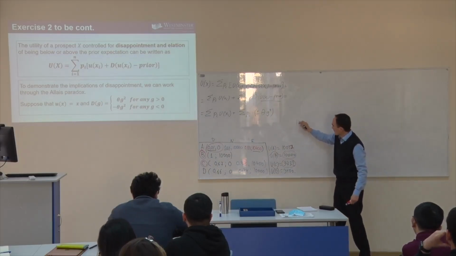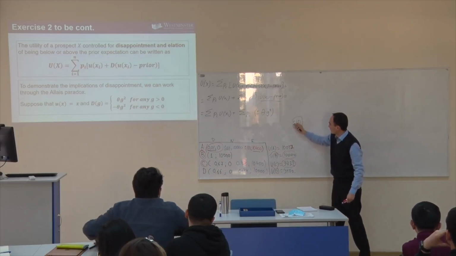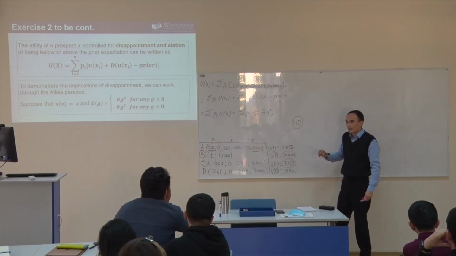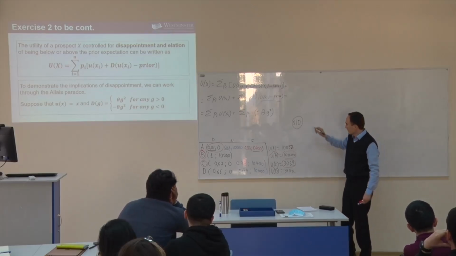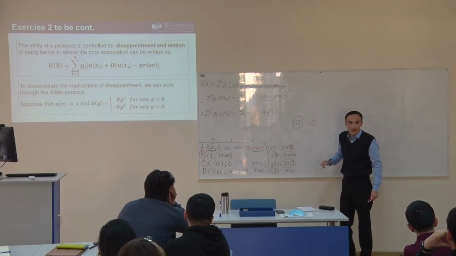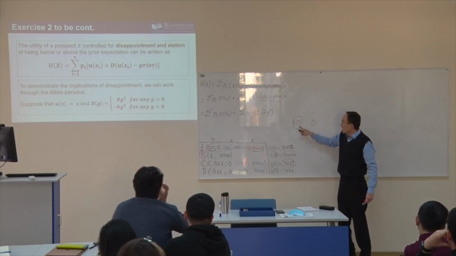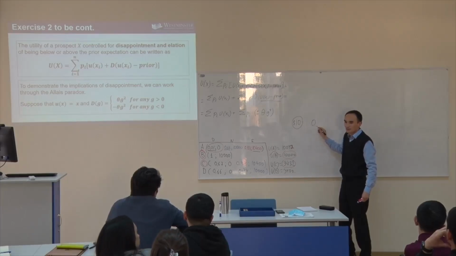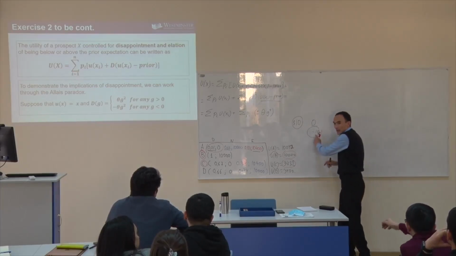Look, let's suppose I am expecting $10, and I ended up with getting 0. Is it higher than my expectation or less than my expectation? Minus 10, right? It is less than my expectation. So this is now G.